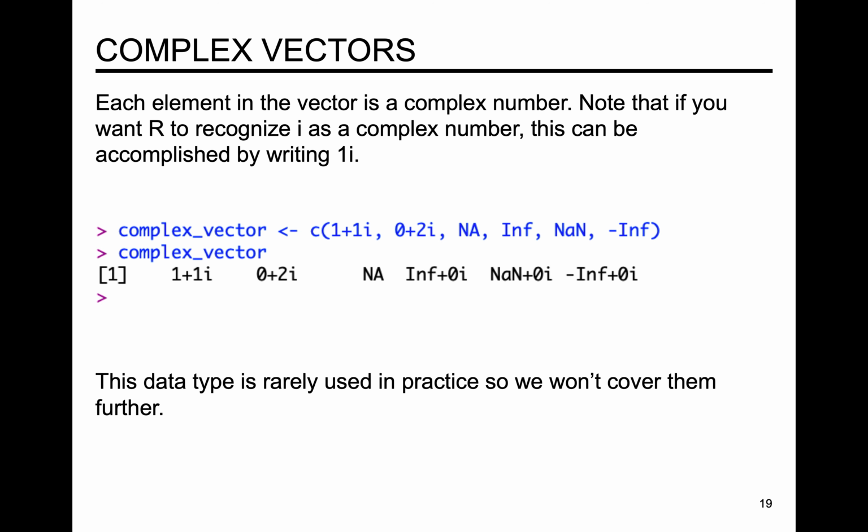In terms of complex vectors, a complex vector is a vector where each element is either a special value or a complex number. I'll also note that if you want R to recognize i as a complex number, this can be accomplished by writing 1i instead. I hardly use these in practice, so I probably won't cover them much further, but I just want you to be aware that they exist.